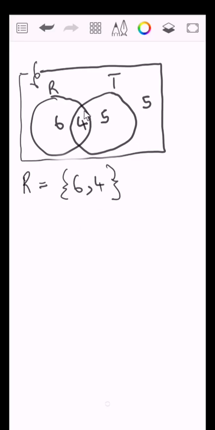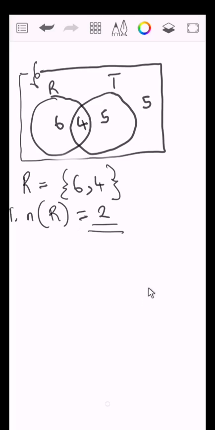Asi vanhu vakawanda vanoconfuse kuti nemakaita ati 4 iri muna R zvakare. 4 iri pa intersection zone, pano intersecta R as a subset na T as a subset. Saka 4 inowanikwa in both R, inowanikwa zvakare muna T. So when we are counting the elements inside R, 4 ticha include. Saka natadai so much, number 1 haichanetsi kuanza nekuti takungoti the number of elements of R is equal to 2.